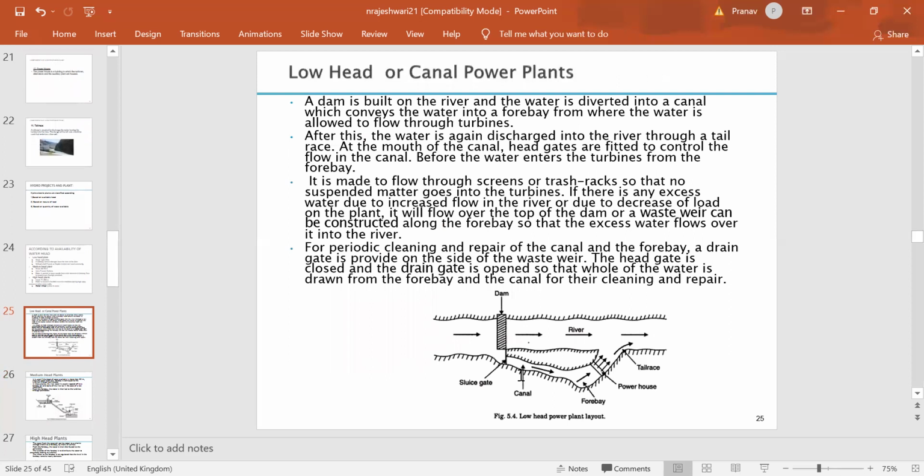And low head or canal power plants are shown in this figure. This is the layout for the low head power plant. Head gate and canal. This is the dam. This is the river, and this is the forebay, powerhouse, and railways. So the dam is built on the river, and the water is diverted into a canal, which conveys the water into a forebay.